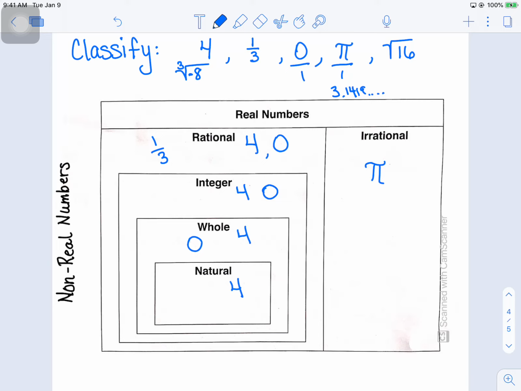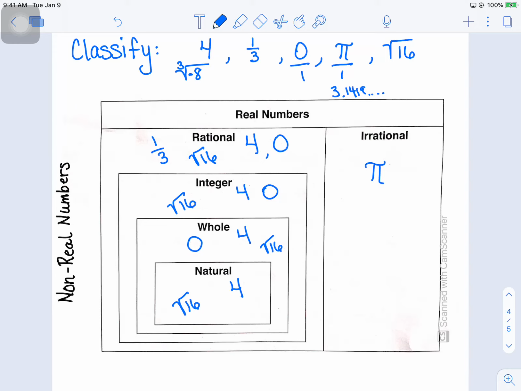All right, let's look at the square root of 16. So the square root of 16, we think about what is that really? What times itself gets me 16? Well, I know that's 4. Well, we've already placed 4 in our rational, integer, whole, and natural, and we know that that's a real number. So the square root of 16 can live all the way down here. So don't be confused just because it's not written the way you think it should be written, that it can't fit. Think about what it actually is equivalent to. So this can actually fit everywhere.